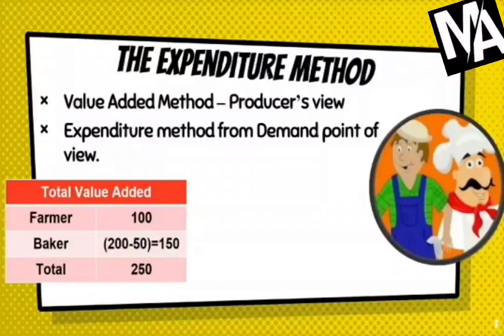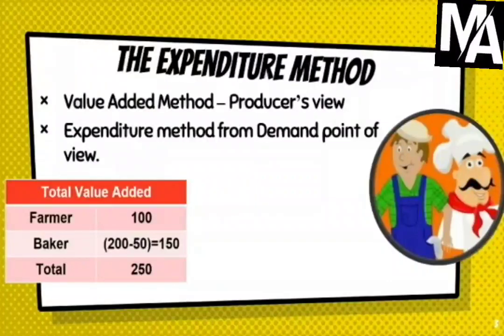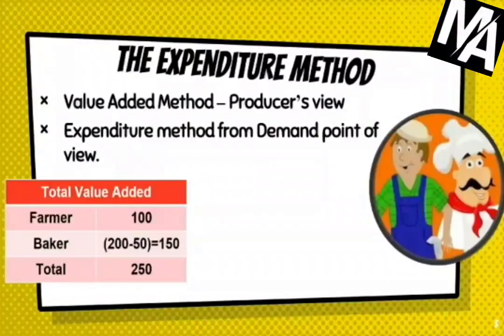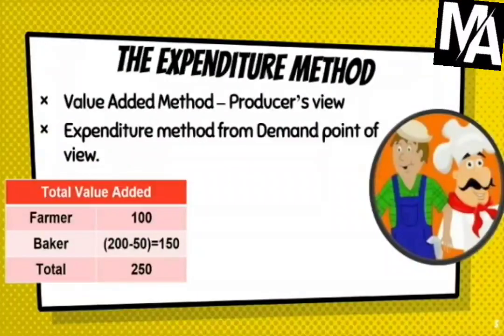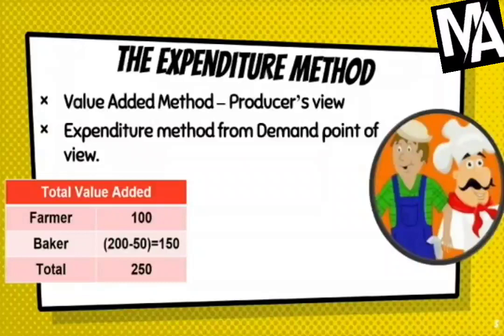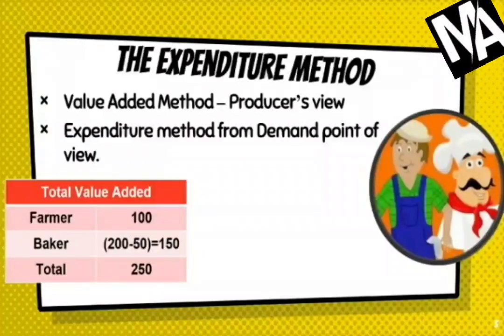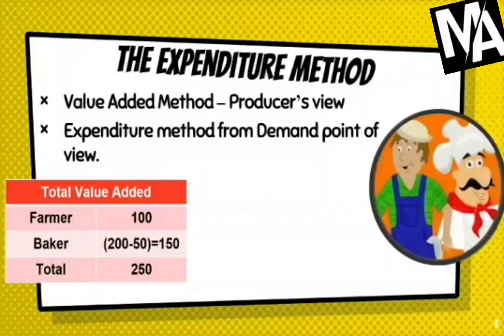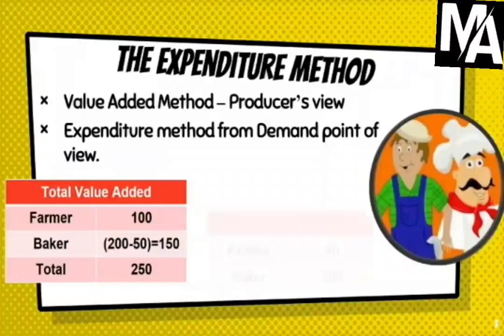And so the farmer has added 100 rupees worth of value to the economy. The baker added 200, but 50 rupees is the intermediate goods or raw materials. That's why the total value added by the baker is 150. And so the value added by the farmer and the baker combined is 250 rupees.